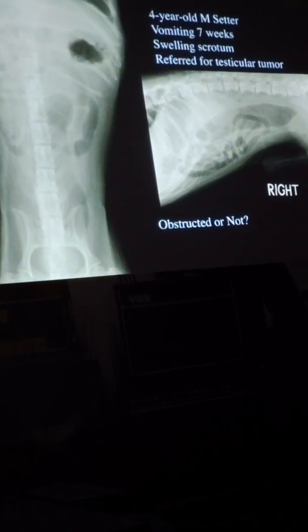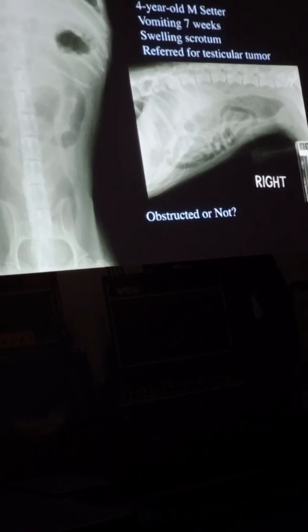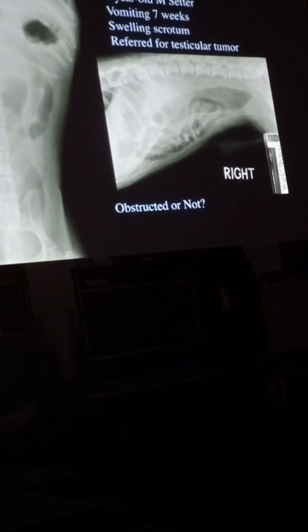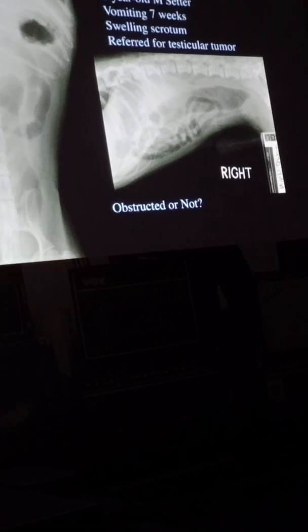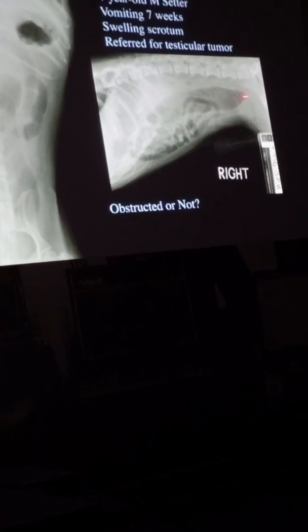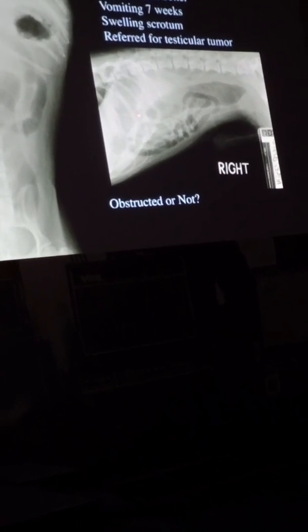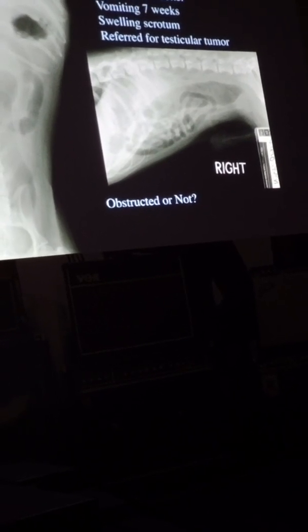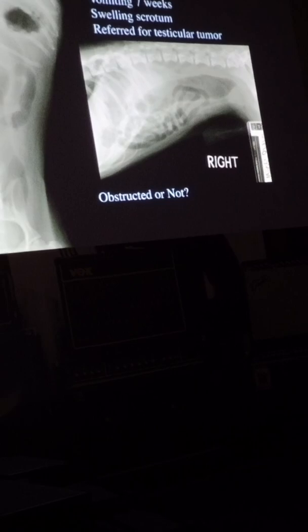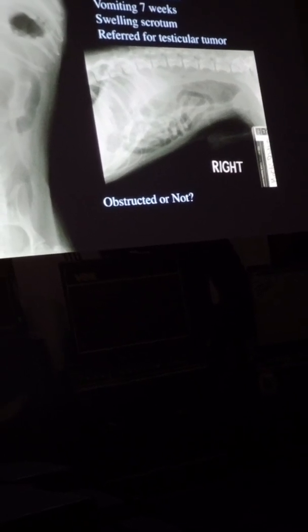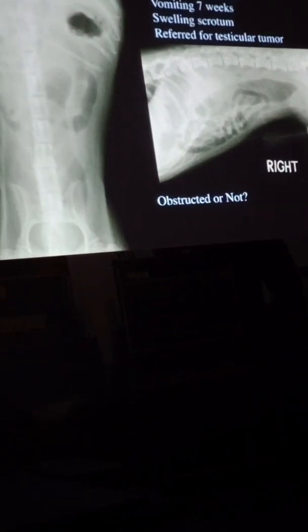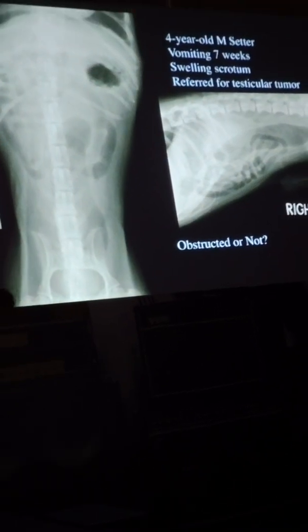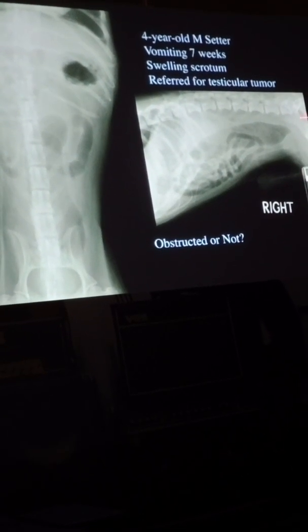Normal, abnormal? Abnormal. Okay, be careful on this one. So you're saying it's abnormal because this loop of bowel? Why are you saying it's abnormal? Give me somebody, why did you say it's abnormal? Oh, you think the prostate is big? Okay.